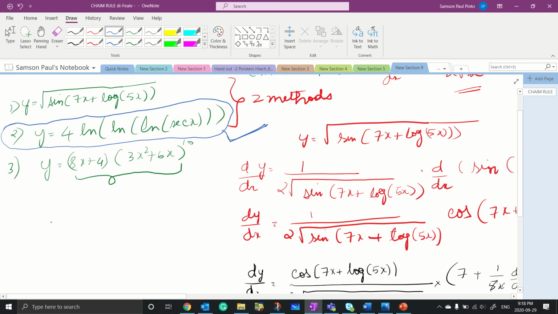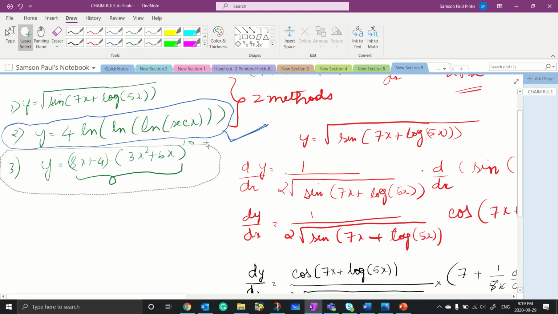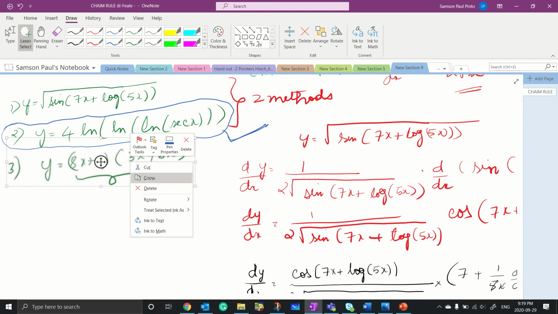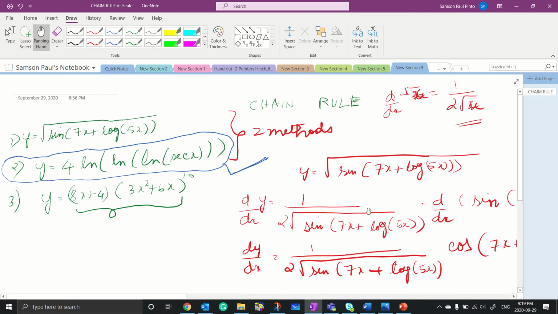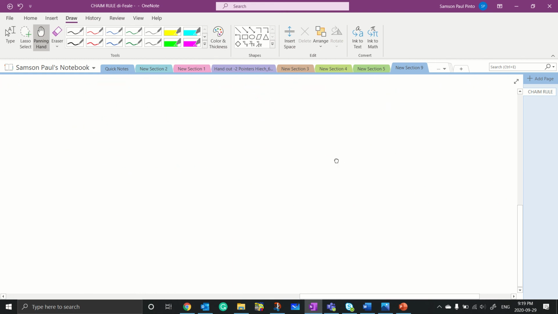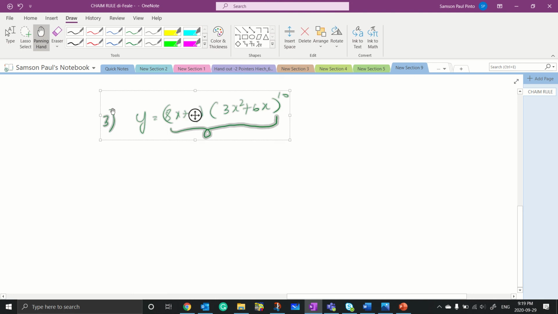Okay, so let us go to the third problem, which is a very important problem as far as learning differentiation is concerned. Let me just copy it and let me pan and go to a new place, and I will use a different ink. So this is an important problem.